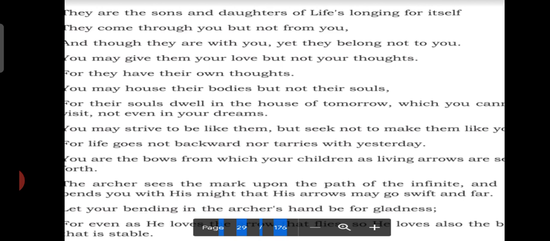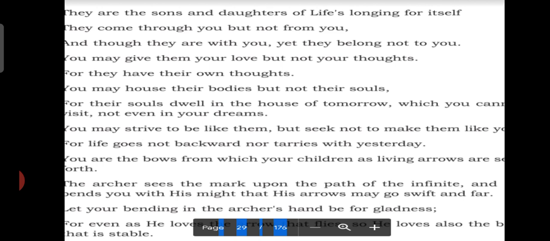You can just treat them as coming from God, not as your own property. Though they are with you, yet they belong not to you. So they do not belong to the parents, they belong to God. They are just for a few years with their parents. So that should be kept in mind by the parents. You may give them your love but not your thoughts, since children are not the parents' property.